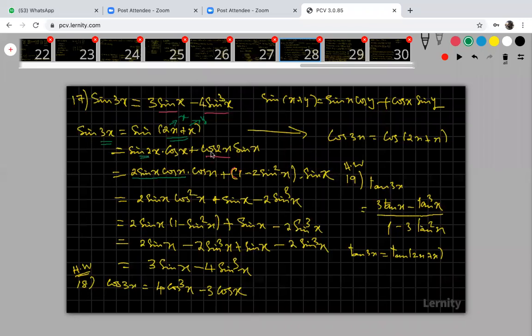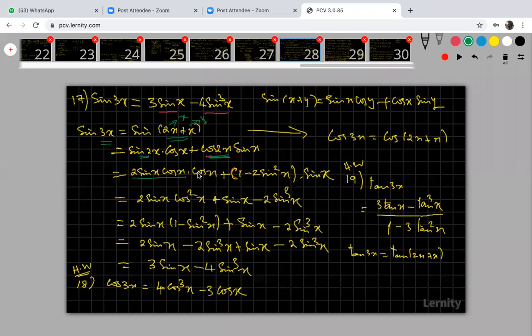This cos x stays as it is. This cos 2x is 1 minus 2 sin square x. For cos 2x we have many formulas. I am choosing 1 minus 2 sin square x. Why? Because all the terms in the right hand side result have only sin x, so I don't want to apply any other formula.